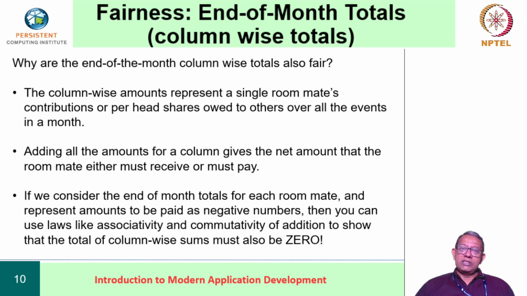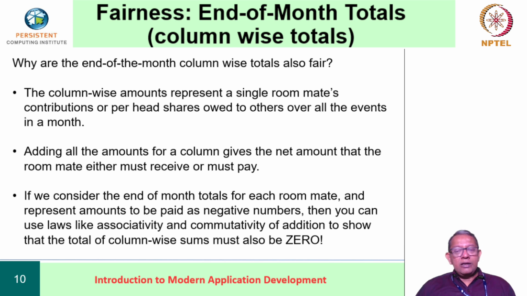Let's look at the end of the month's totals. Why are the end of the month totals also fair? The column-wise amount represents a single roommate's contributions or per head shares owed to others over all events in that month. Adding all the amounts for a column gives the net amount that the roommate must either pay or receive.